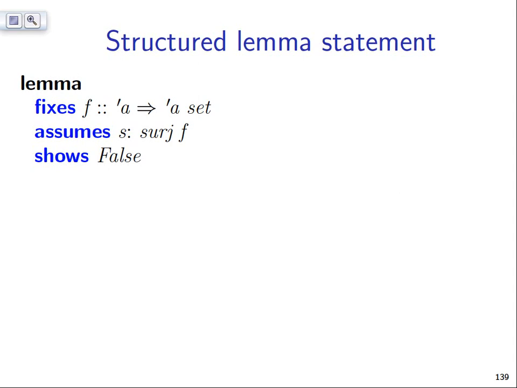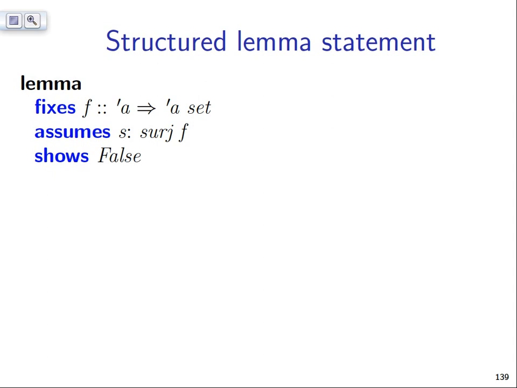Now, you can also write your lemmas in a more structured fashion, where you, for a start, don't need to give the types of variables inside the formula, but you can give the types beforehand. So you say fixes f, and then you give the type of f. So that's what you typically, if you write in prose, you would write let f be a function from a to a set.